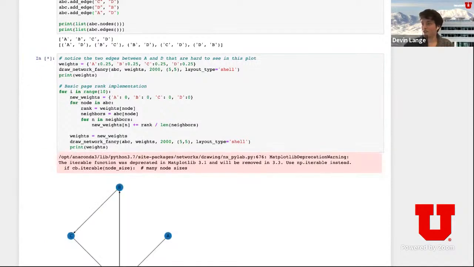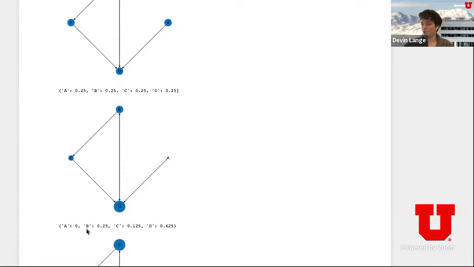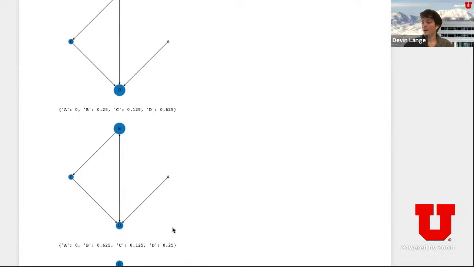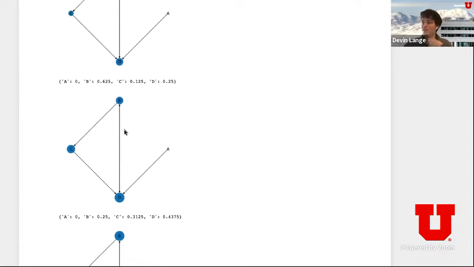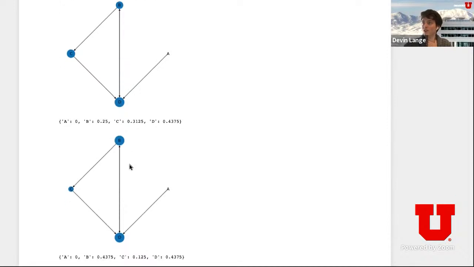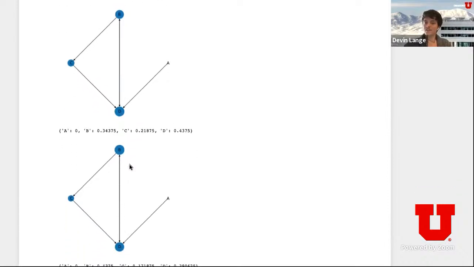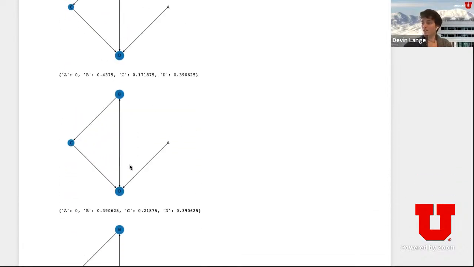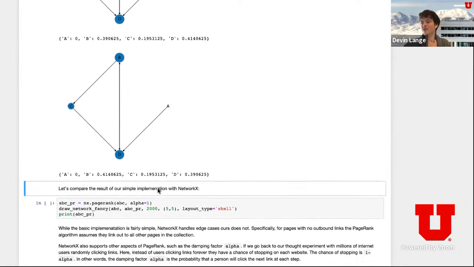So if we run this, we should start out 0.25, and we should see our same 0.25, 0.125, 0.625. And then again, we see moving these to B. And if you continue this process, you can see there's a little fluctuation, a little bit of back and forth between B and D, but the changes get smaller and smaller. And eventually it evens out here.